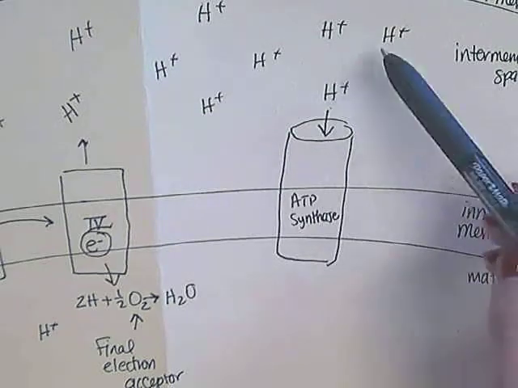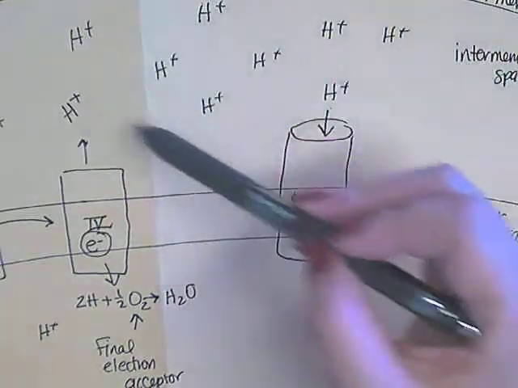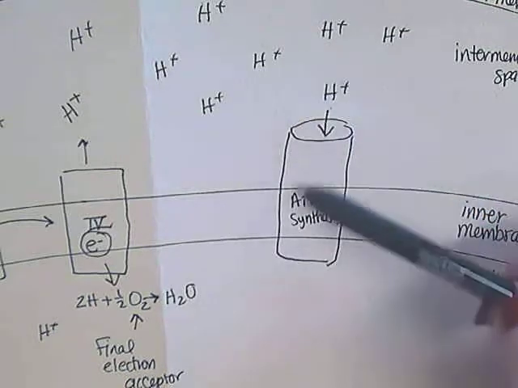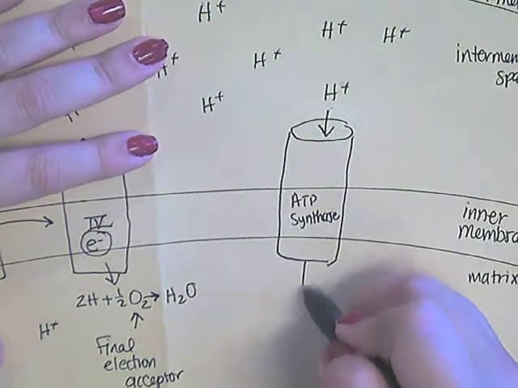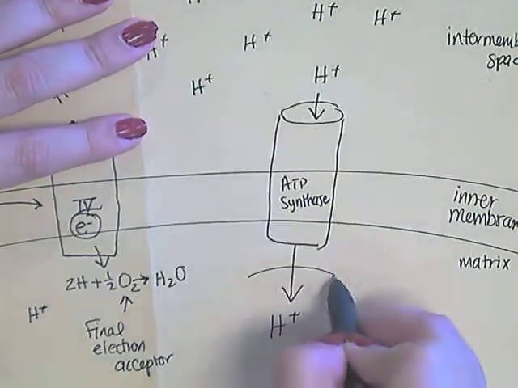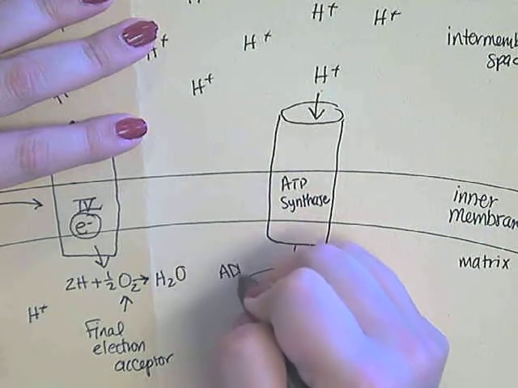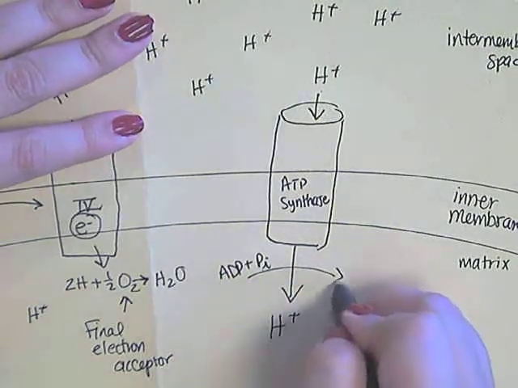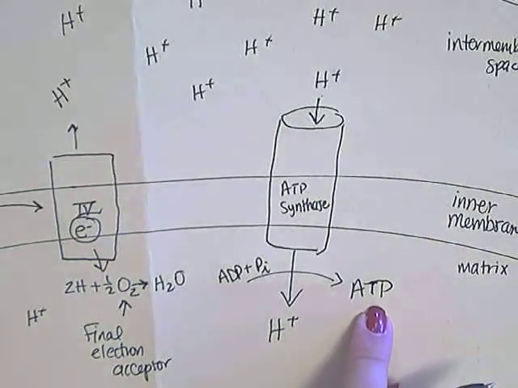So think of it like water behind a dam. We've got some stored potential energy up here, and then as the water moves through the generator, that generator is going to help create that ATP. So hydrogen is moving down its concentration gradient, and as it's moving down, it's turning the generator, which is your ATP synthase, and that ATP synthase is going to take ADP, an inorganic phosphate, and phosphorylate it into ATP.